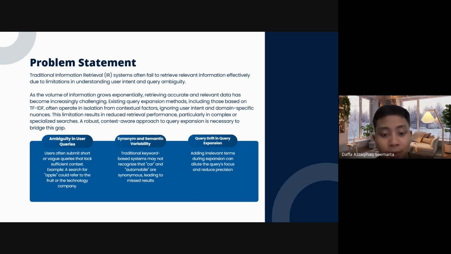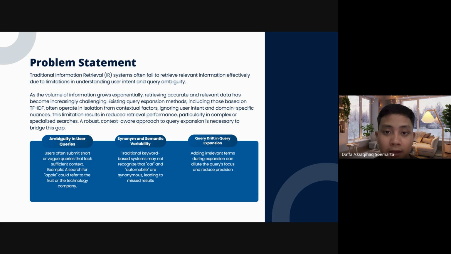For example, when we search for Apple in the search engine, it could refer to the fruit or also the technology company named Apple. This becomes an ambiguity when the user is doing information retrieval. The next one is synonym and semantic variability. Traditional keyword-based systems may not recognize that car and automobile are synonymous, which also leads to misresults.